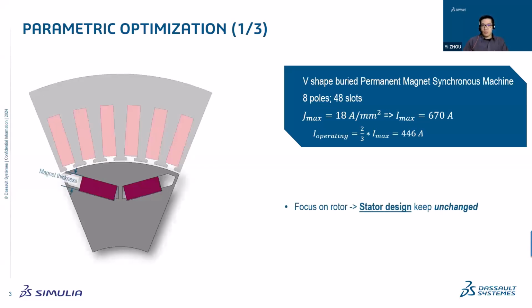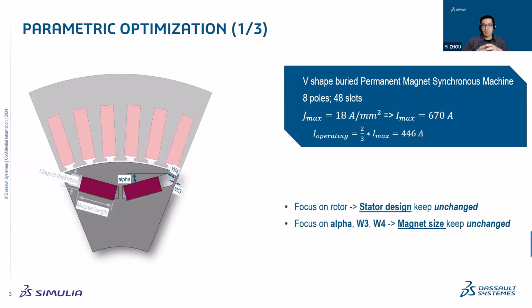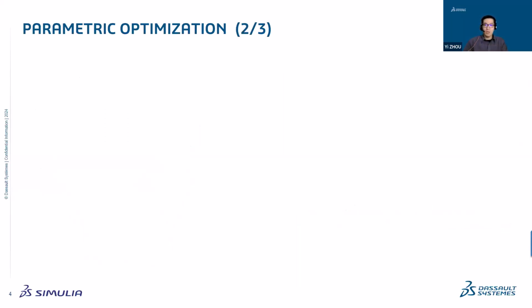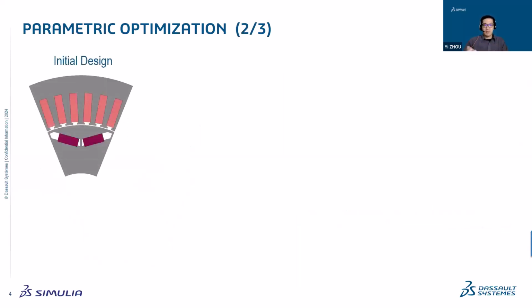For this parametric optimization, we focus on the rotor and parameterize some parameters, while the stator is kept unchanged for this workflow. We focus only on W3, W4, and alpha. We assume that the size of the magnet stays unchanged, and we just want to slightly change the gap around the magnet.